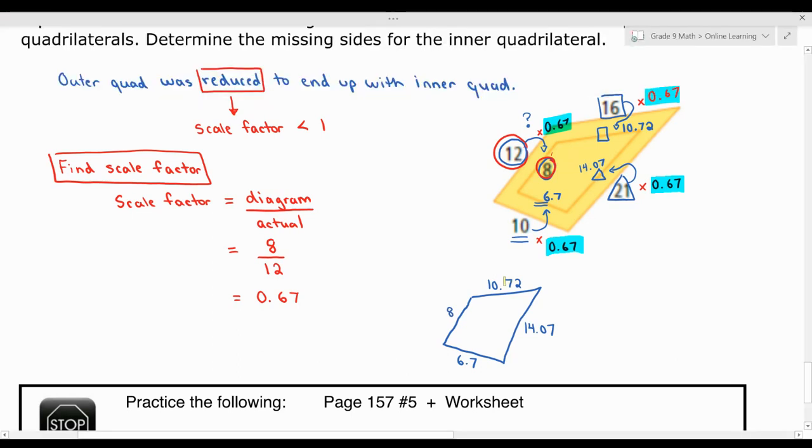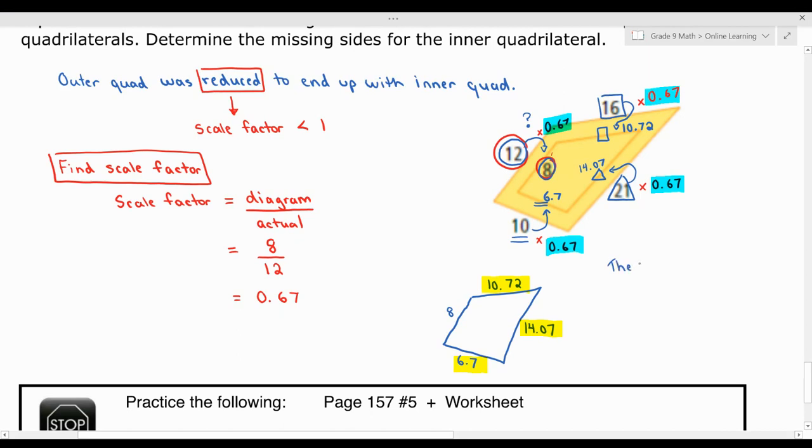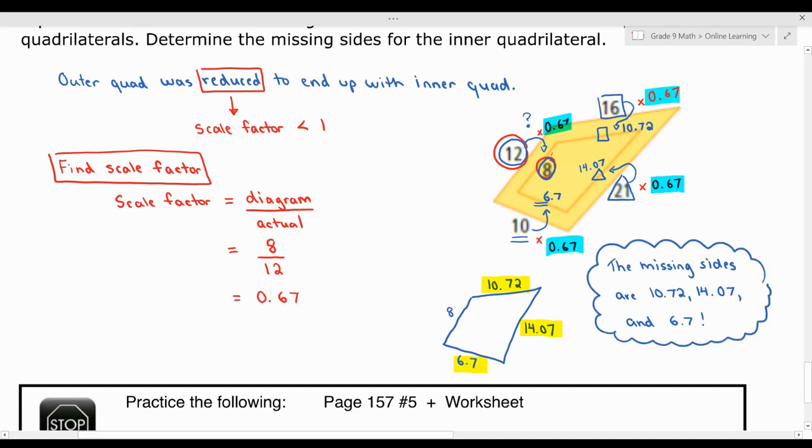So the answer to the question, they wanted you to state this length, and that length. So we could say the missing sides are, and then you could list them. So 10.72, 14.07, and 6.7. Okay, and again, if you kept 1 decimal place, that would be fine. I just happen to keep 2 because I kept 2 with my scale factor. So a bit of a different question.